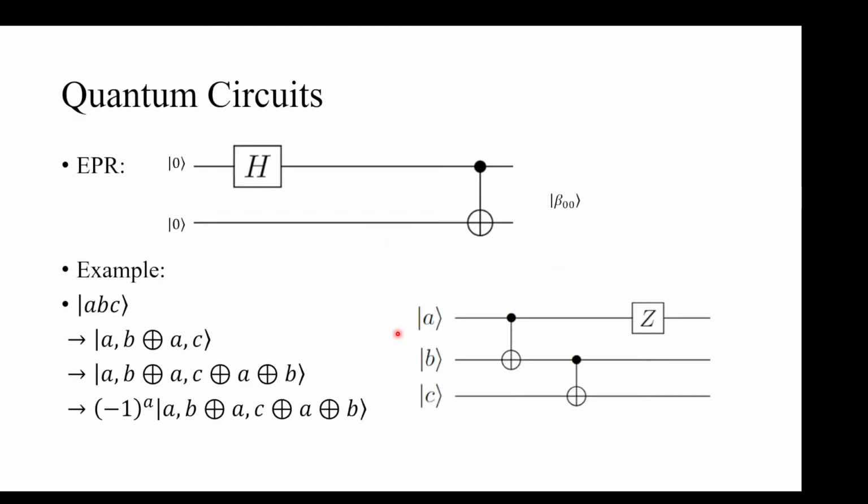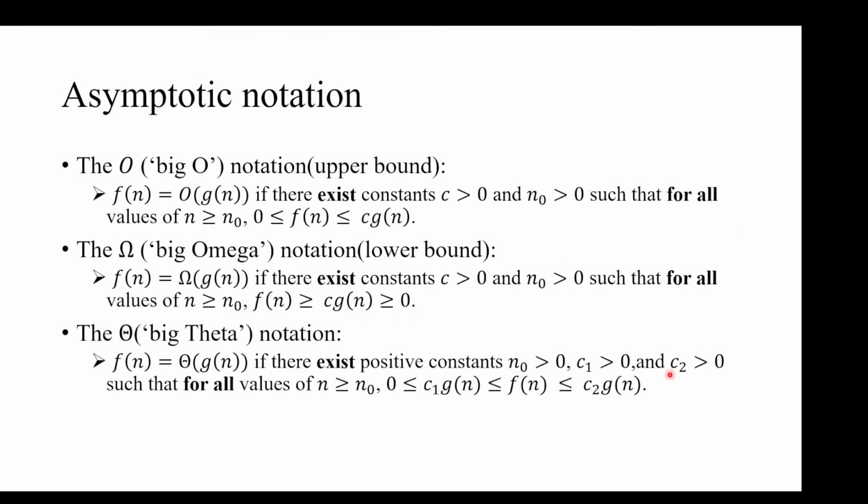And I guess finally, very close to the end, we have asymptotic notation. So we have the big O, big omega, and big theta notation. Big O notation basically means that f of n equals big O of g of n means that as n goes to infinity, f of n is kind of less than or equal to g of n. And big omega means that f of n is greater than or equal to g of n. And big theta means that f of n is kind of between c1 and c2 times g of n.